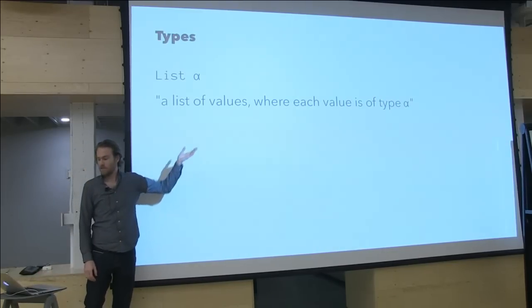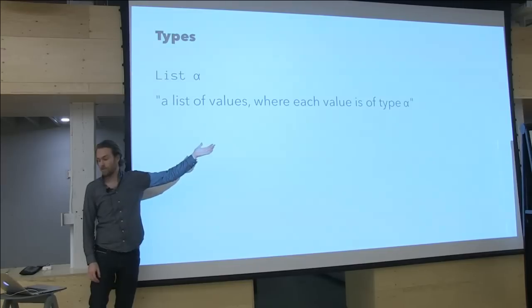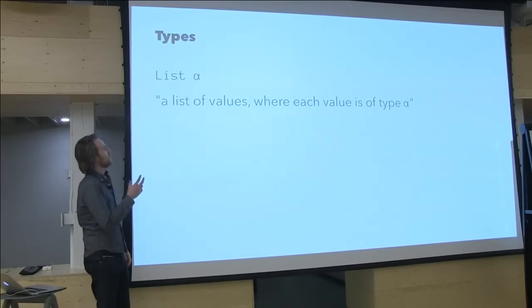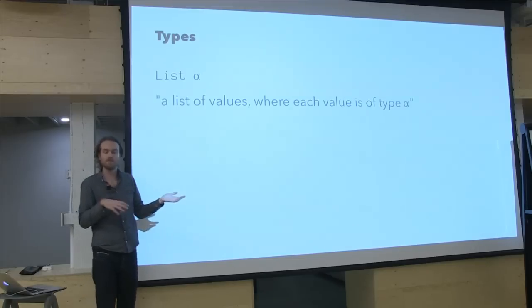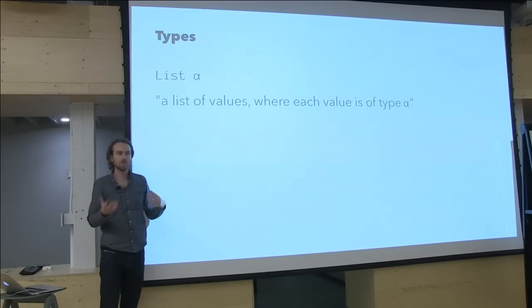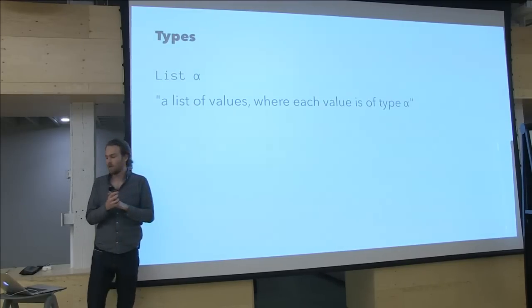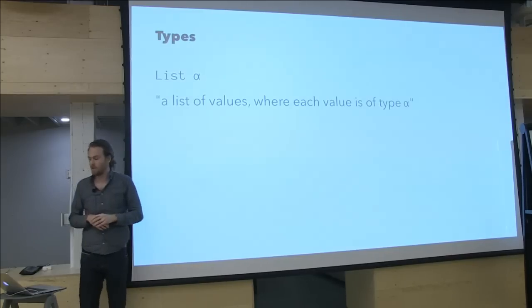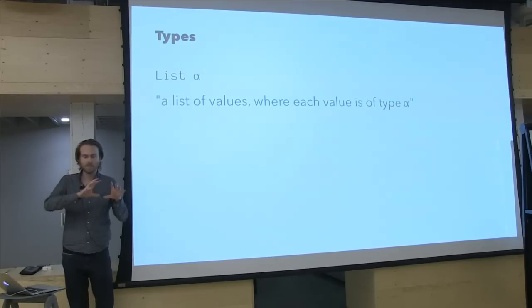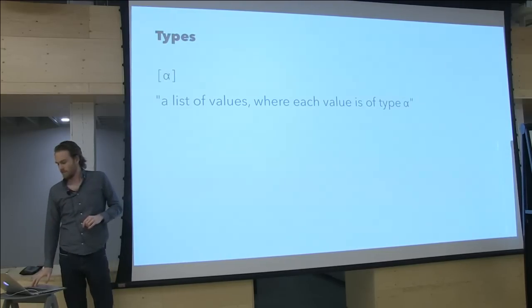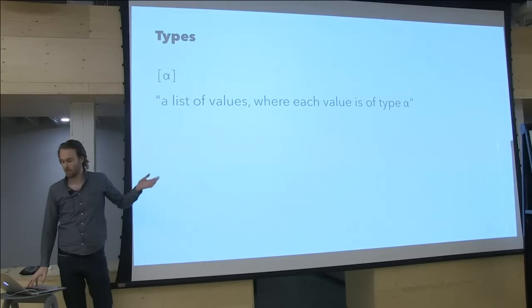This means a list of values where each value is of type alpha. So alpha there is a type parameter. If you're familiar with Java, this is kind of like generics. So we can parameterize our types. We can have types that work with other types. This is another way of writing the same thing, a list of alphas, square brackets.